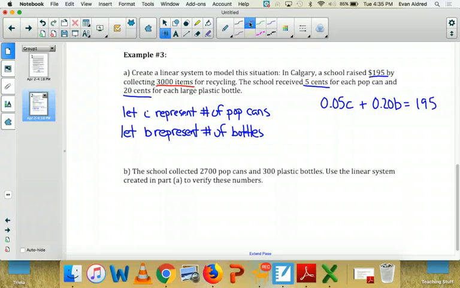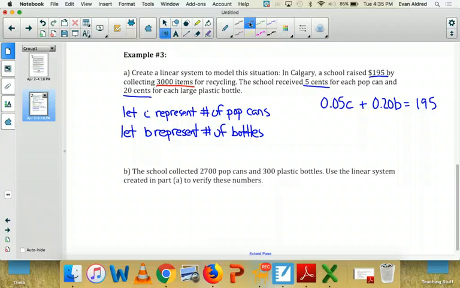So our first equation, which deals in cost, is done. 0.05, or 5 cents for every can, multiplied by number of cans, plus 20 cents for every bottle, 0.20 times B, is equal to $195. So we have everything there in the correct denomination. 0.05, 5 cents, or $0.05. 0.20, 20 cents, or $0.20 equals 195.